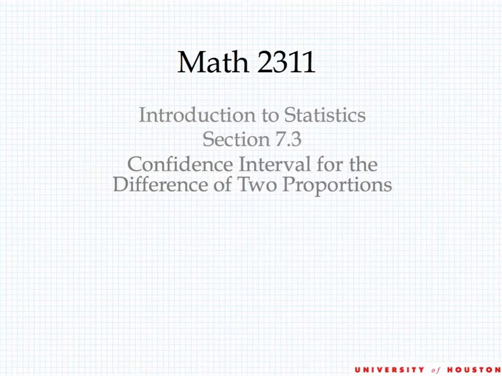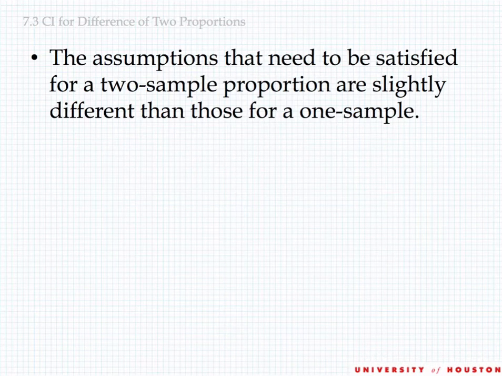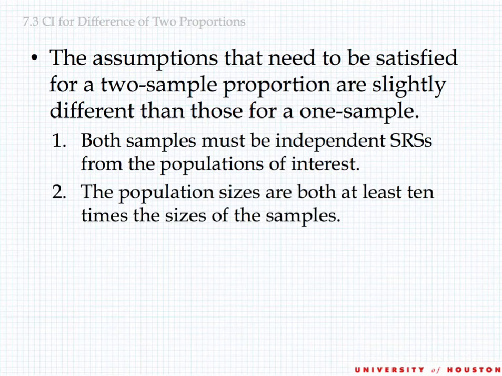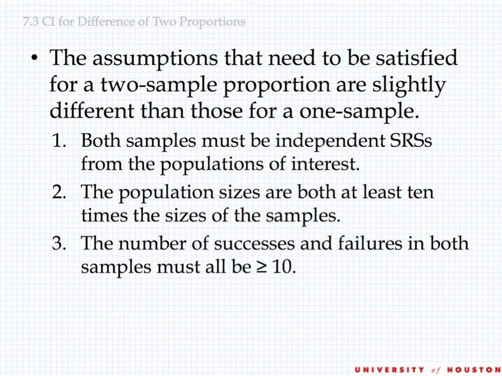Confidence interval for the difference of two proportions. The assumptions that we need to be satisfied for a two-sample proportion are slightly different from those for a one-sample. Both of our samples must be independent, simple random samples from the populations of interest. The population sizes are both at least 10 times the sizes of the samples. The number of successes and failures in both samples must all be greater than or equal to 10.